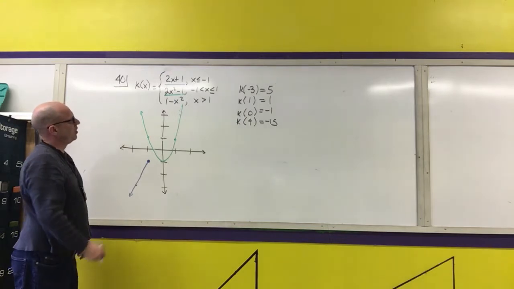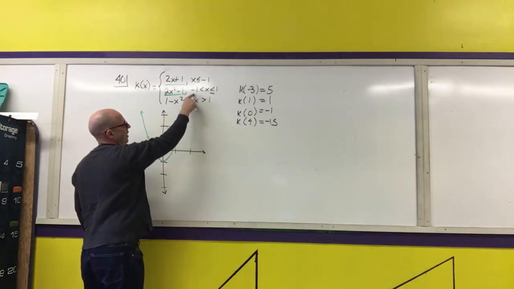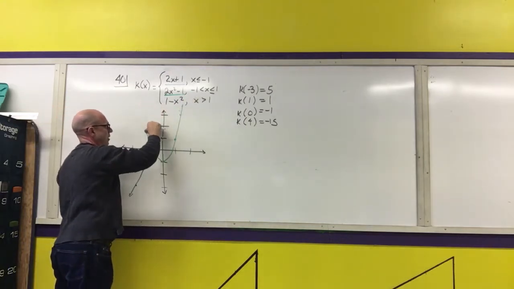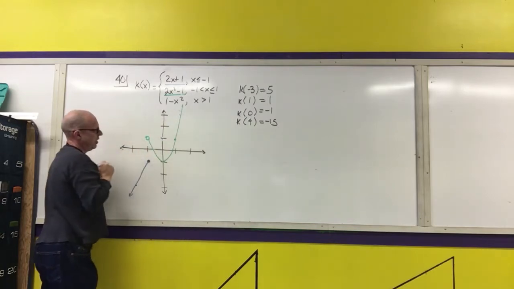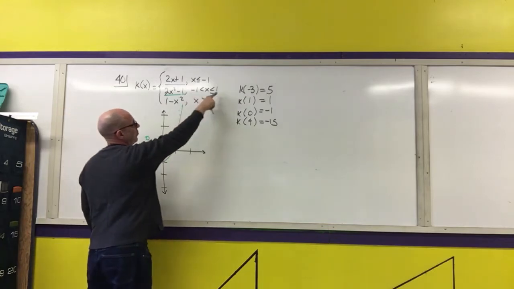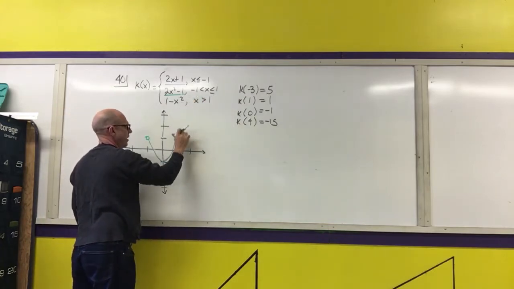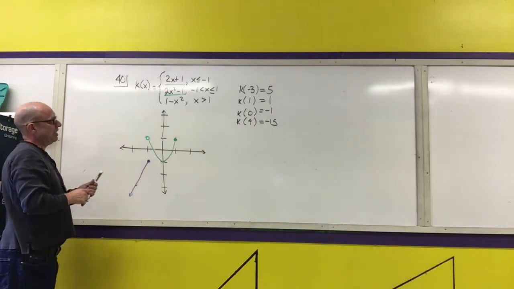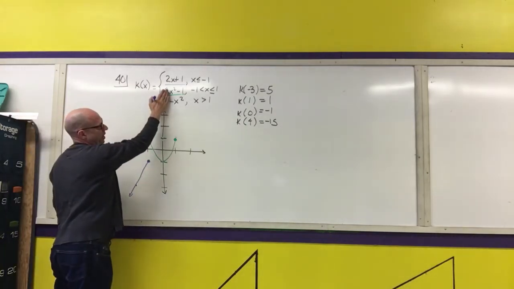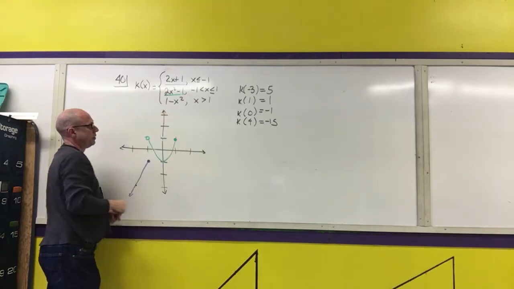But now I need to restrict it to its domain. Well, negative 1 is where it starts, but it doesn't have a value on that function at negative 1. And positive 1 is where it ends, and it does have a value, so I need to make sure to have a solid dot.